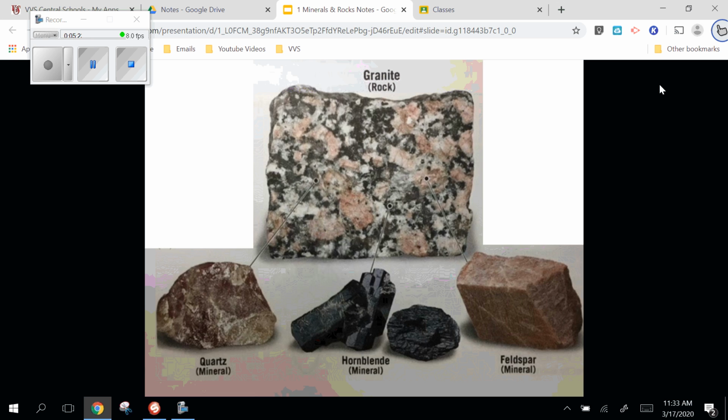Okay? All right, a little example of a granite. Right? You can see the crystals of quartz. You can see the crystals of hornblende. You can see the crystals of feldspar. They're all interlocked or interconnected together, and they make up the one rock, granite.